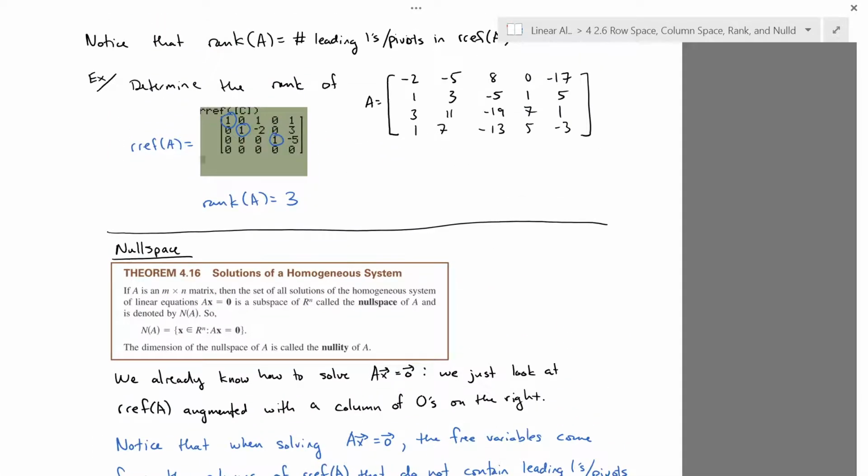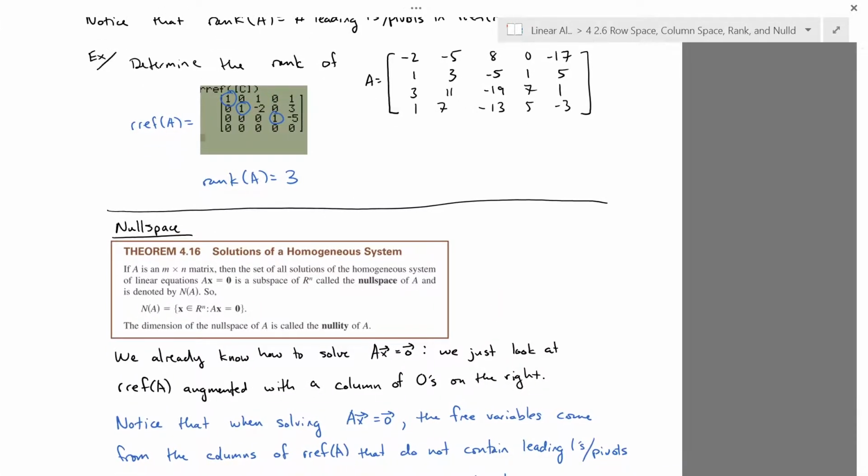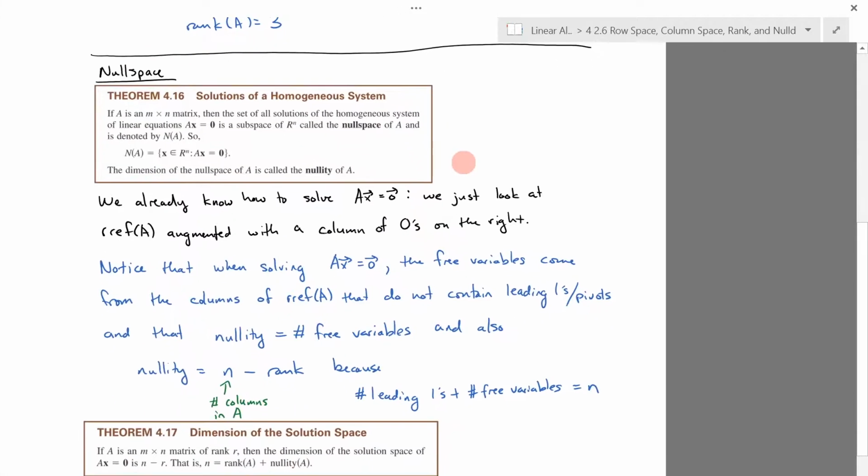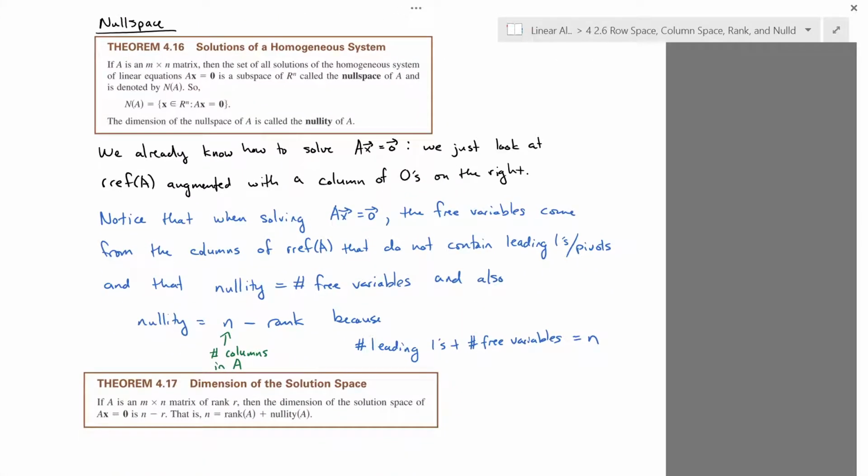So in this matrix here, the rank is coming from columns 1, 2, and 4. The free variables are coming from columns 3 and 5. Together they describe all of the columns. This is just this relationship written again in this form: the total number of columns is always equal to the rank, which is the number of leading ones, plus the nullity, which is the number of free variables.